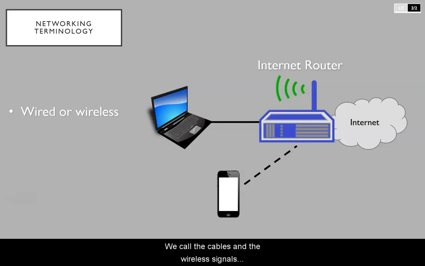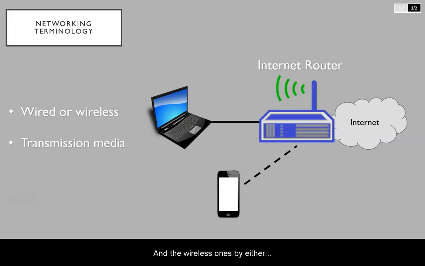We call the cables and the wireless signals transmission media. We represent wire transmission media by a solid line, and the wireless ones by either a dotted line, like a black one between the mobile and the router, or more often by the green shapes you see coming out of the router antenna in the diagram. Each type of transmission medium has its strength and weakness. We will talk more about this in the coming lectures.